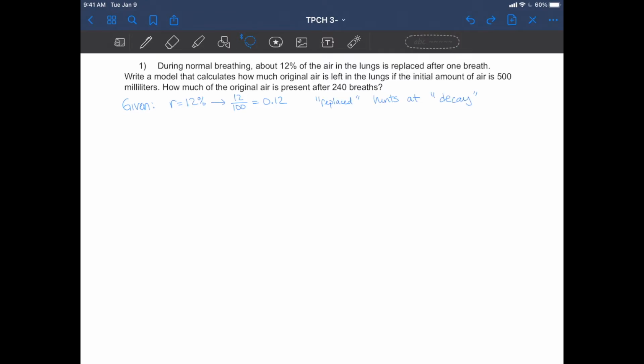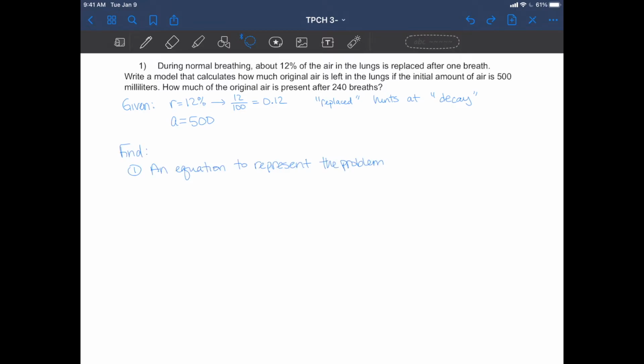Now, the word replaced, like replaced after one breath, is hinting at decay. So this is not growing, right? The original amount of air is leaving our lungs every time we breathe. So 12% of the original air that we breathe is exiting our lungs. So decay is what we're going to need. And also, we're told that the initial amount of air is 500 milliliters. So there's two things to find.